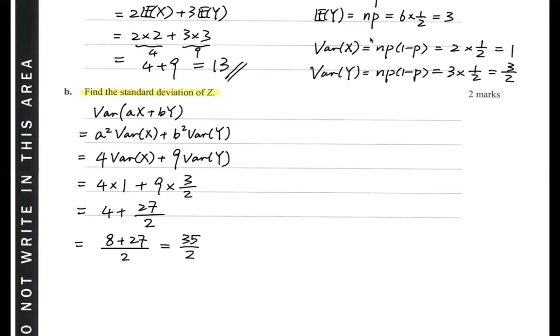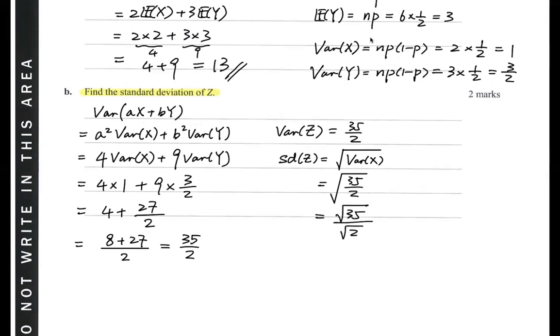So variance of z is 35 over 2. The standard deviation of z is the square root of variance. So it's root 35 over 2, which gives you root 35 over root 2. Rationalizing the denominator gives us root 70 divided by 2. And I don't think we can expand root 70 any further. So this will be our final answer to part B.